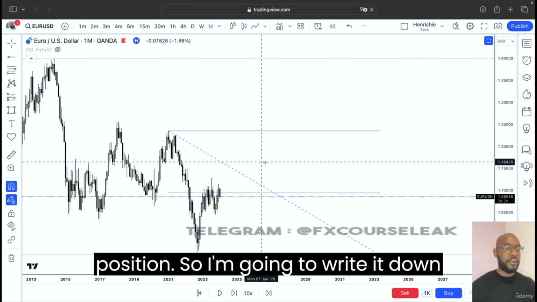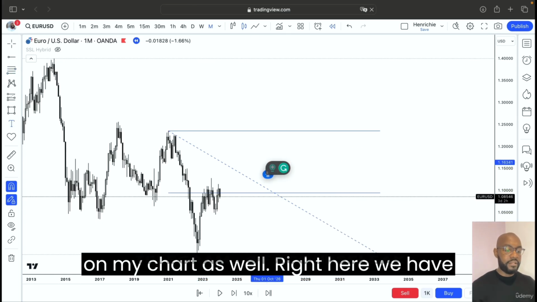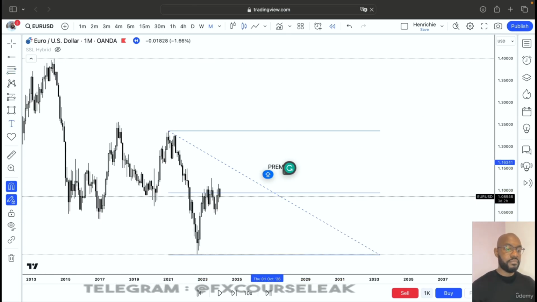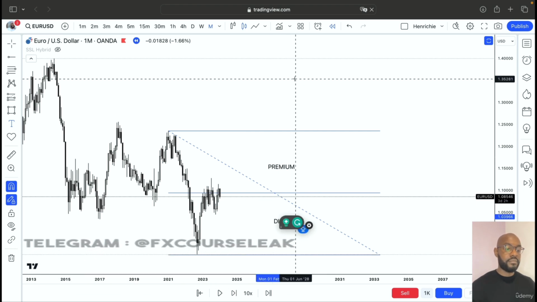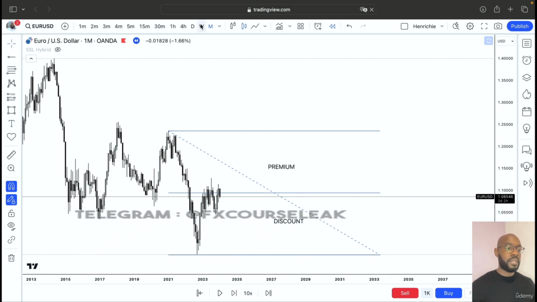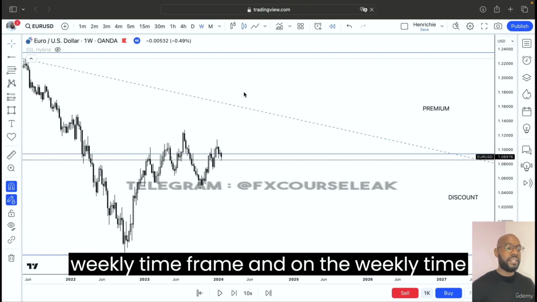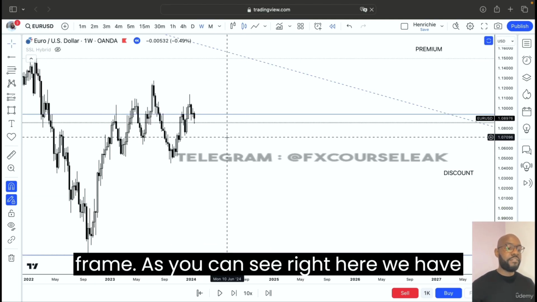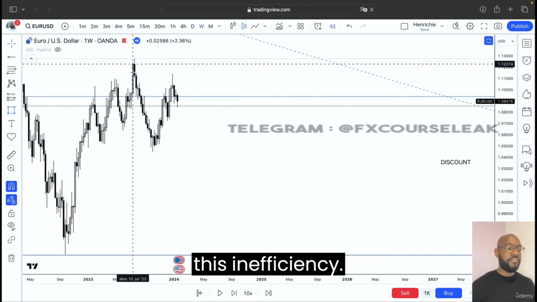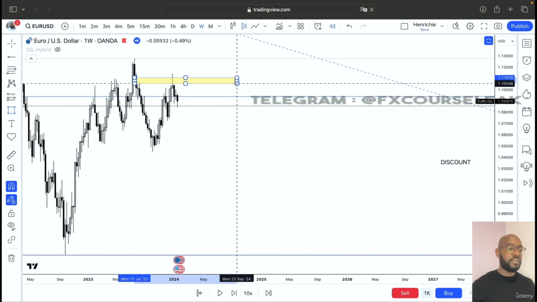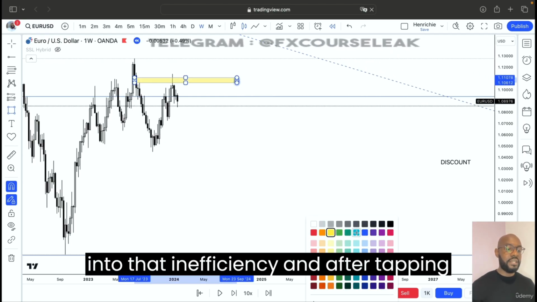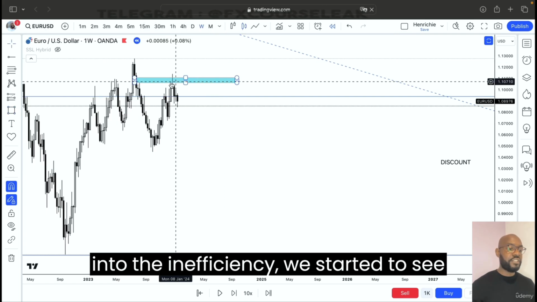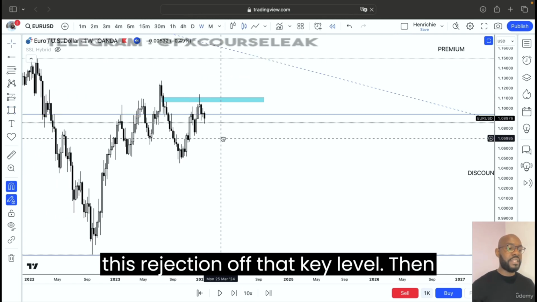So I'm going to write down my chart as well. Right here, we have the premium. And right here, we have the discount. Now, the next thing I do is go to the weekly time frame. On the weekly time frame, as you can see right here, we have this inefficiency, and you can see how nicely price tapped into that inefficiency. After tapping into the inefficiency, we started to see this rejection of that key level.